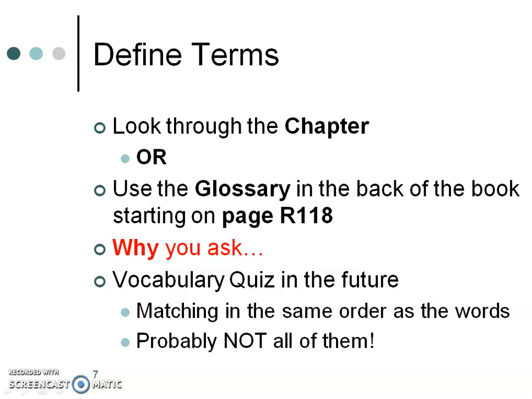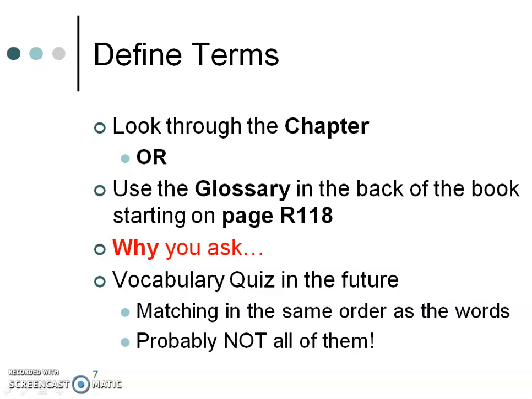Why are we doing this? Well, like I said, this is a foreign language to some people because of the new terminology, as well as you're going to have a vocab quiz in the future. It's going to be matching, and the words are going to be in the same order as they are on your list. However, obviously, you're not going to have all of them. In this case, I think there's 30 or more words. It's going to be a sample of that.